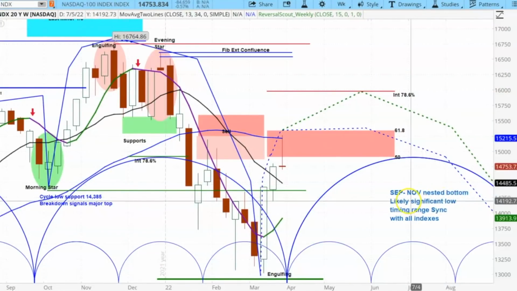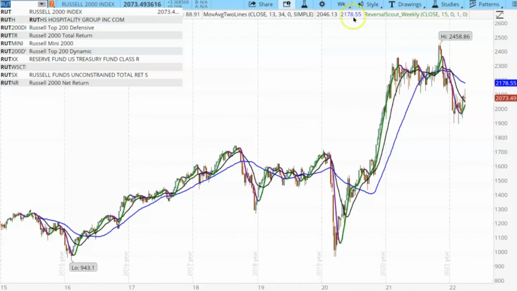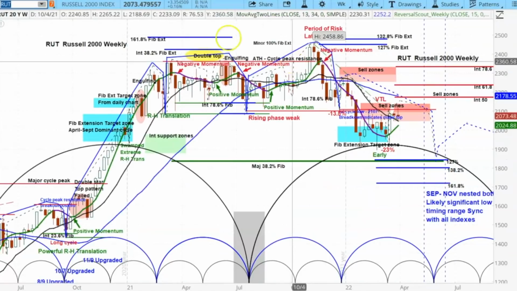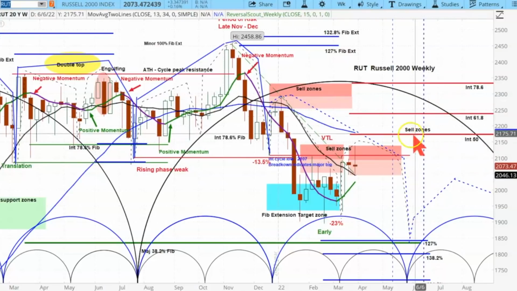When you look here at this note that we have here, again, the major nested bottom out there in all indexes points out to a major decline into September through November. So again, the Nasdaq gets up to the 61.8%. When I look at the small cap zombie stocks in the Russell, you can see in here much weaker, and it gets up into that resistance sell zone right over here and begins to struggle. Now this right over here is the intermediate 50%. Remember, the Nasdaq made it up close to the 61.8 right here.